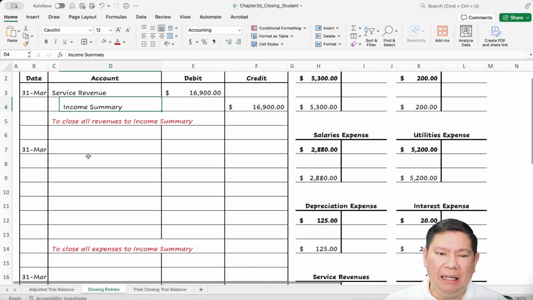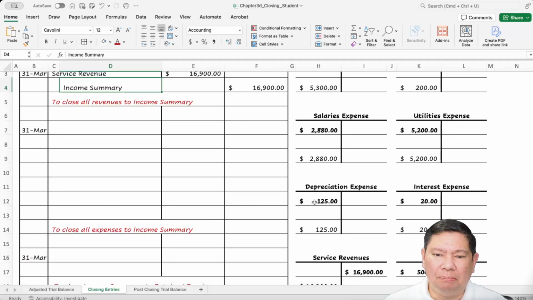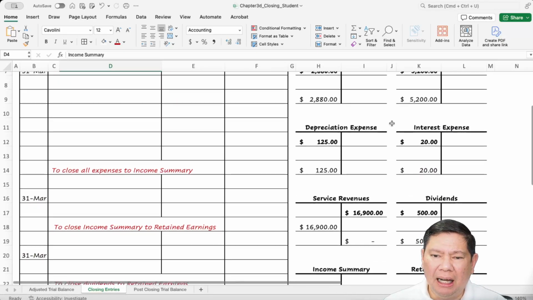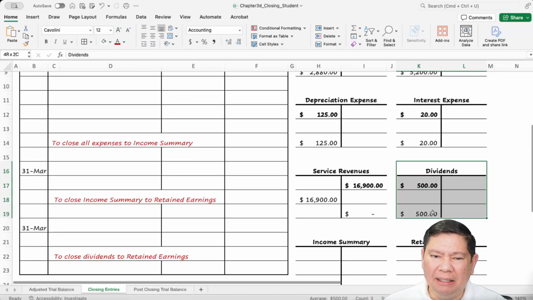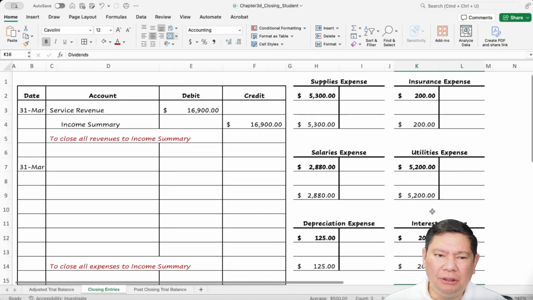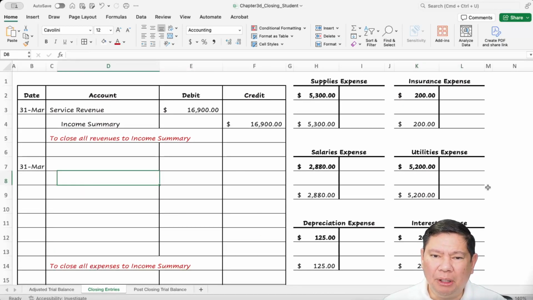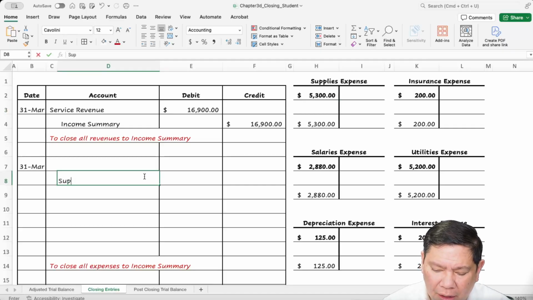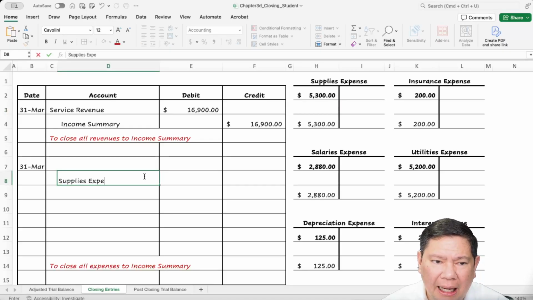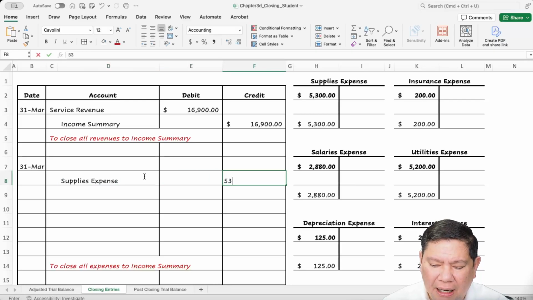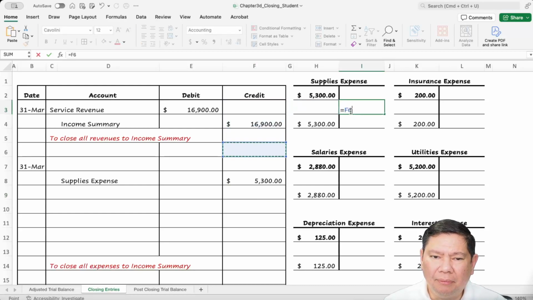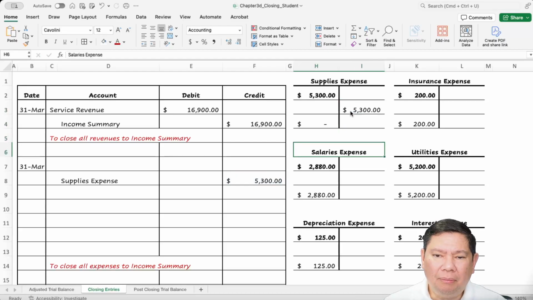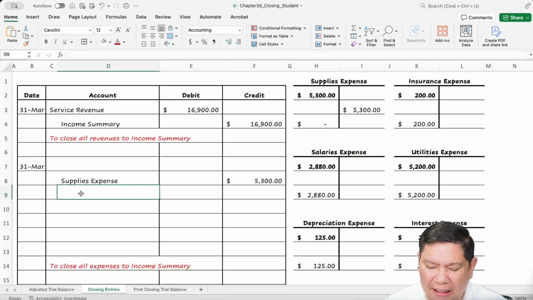Okay, and then the next step is to close all expenses. All these items are expenses. Well, not this one, that's dividend. Okay, so we'll close supplies expense because supplies expense is on debit. To make it zero, we have to put it on credit. Supplies expense 5,300. We post it. So now it's zero. And then we move to insurance expense.